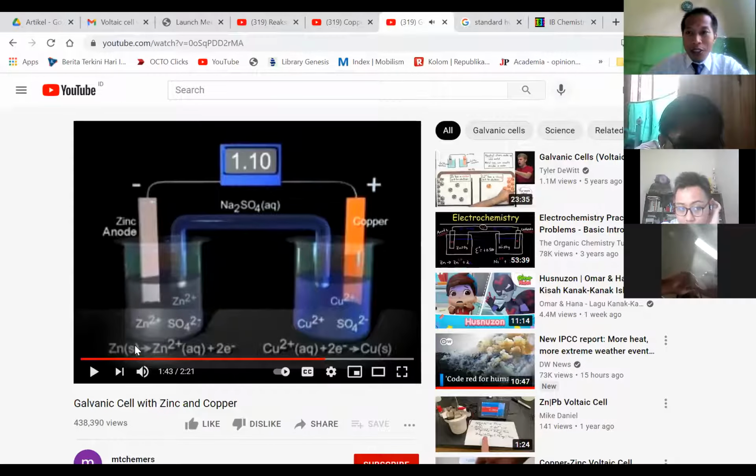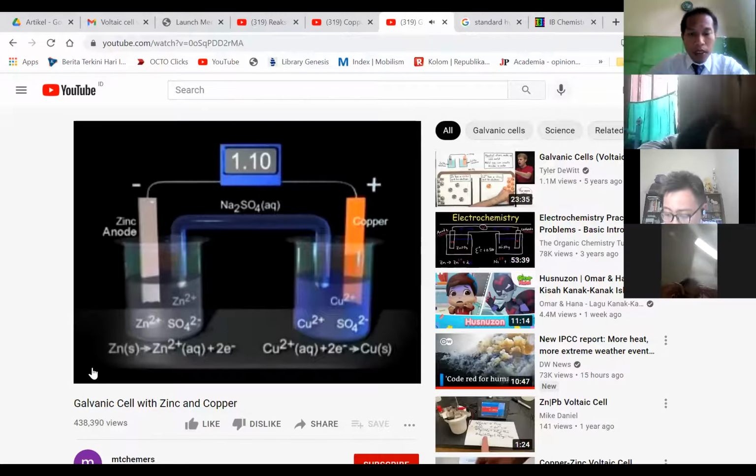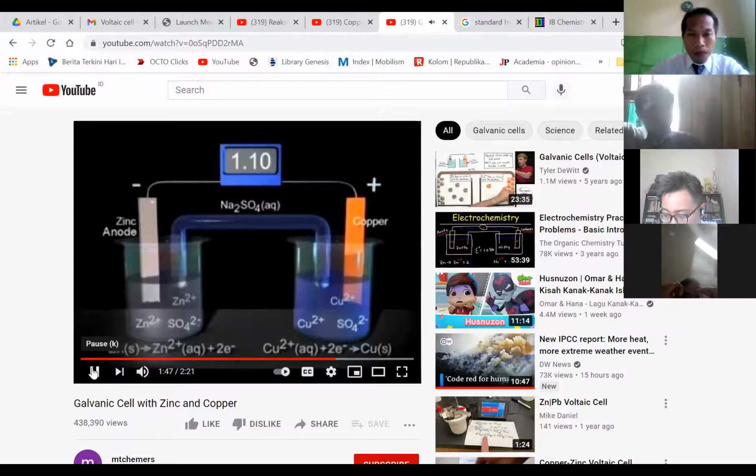Where oxidation occurs, the place is anode. Where reduction occurs, cathode. Okay, lastly, we stop in here. The reaction in the right-hand compartment is reduction of copper. The electrode at which reduction occurs is called the cathode.